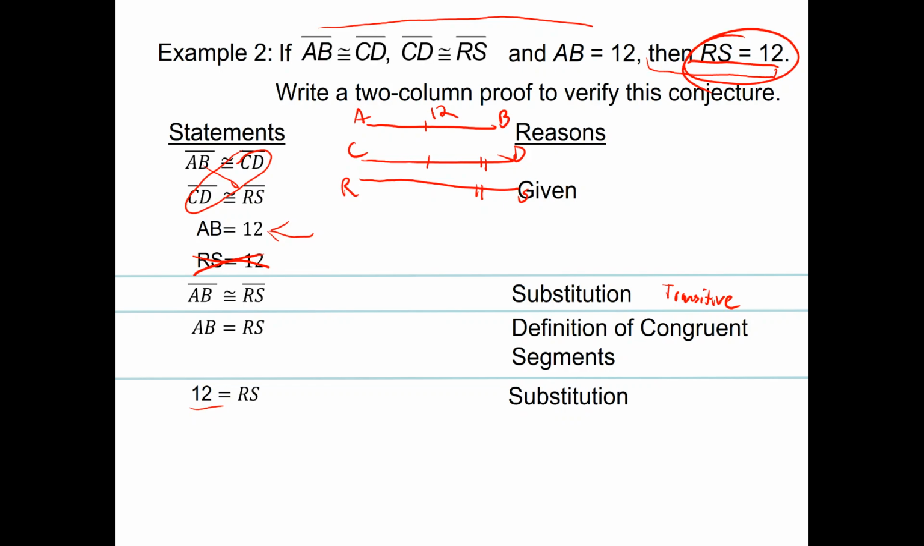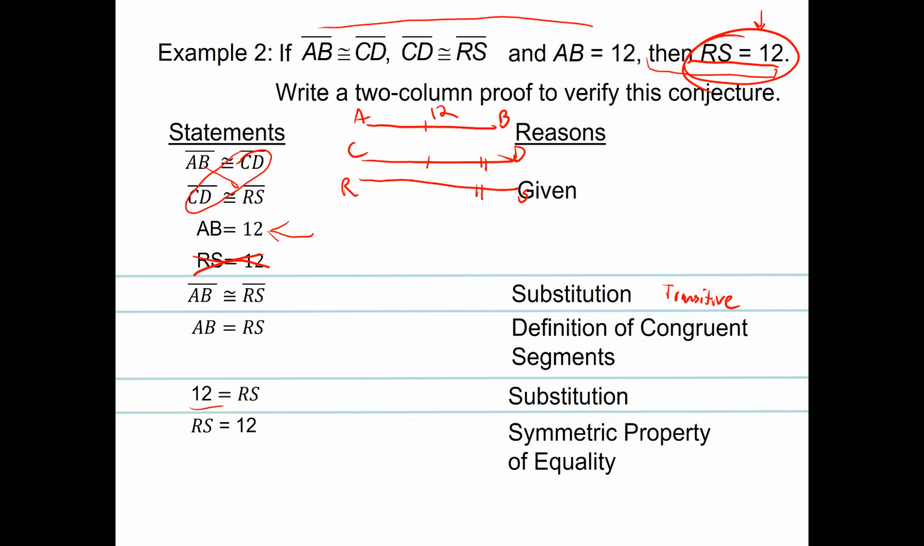And then here I've got 12 equals RS, but up here in the top corner, I'm looking for RS equals 12. Now, I'm allowed to flip that around, and if you remember back on the previous slide, the thing that allows me to flip it around from 12 equals RS to RS equals 12 is my symmetric property of equality. Now, I finished with this.